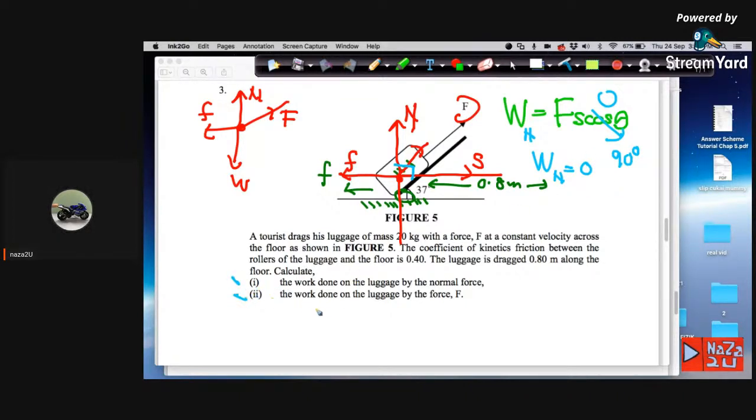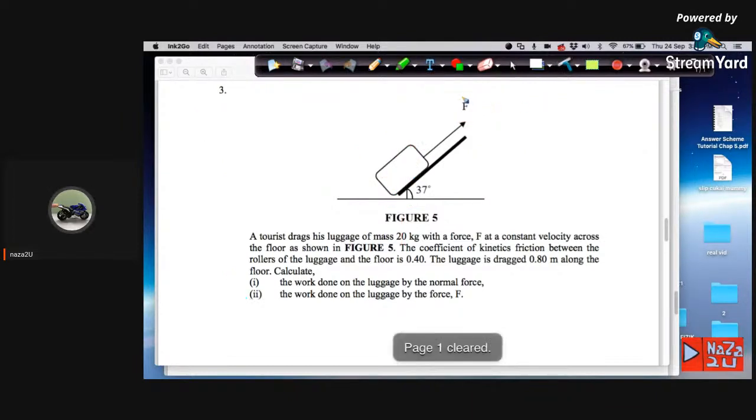Okay, this is number 1. And number 2, work done on the luggage by the force F. Right? So sekarang ni kita nak cari berapakah work done by the force F. So first kita kena pastilah, because the work done equation is W is equal to Fs. So yeah, force kat sini kita nak tahu berapa, and the S here is 0.8.